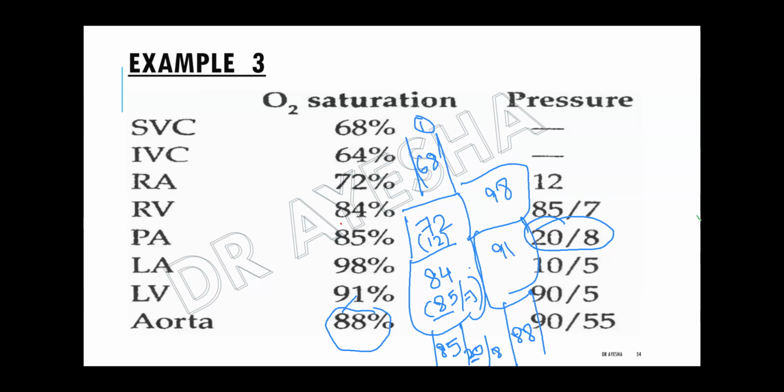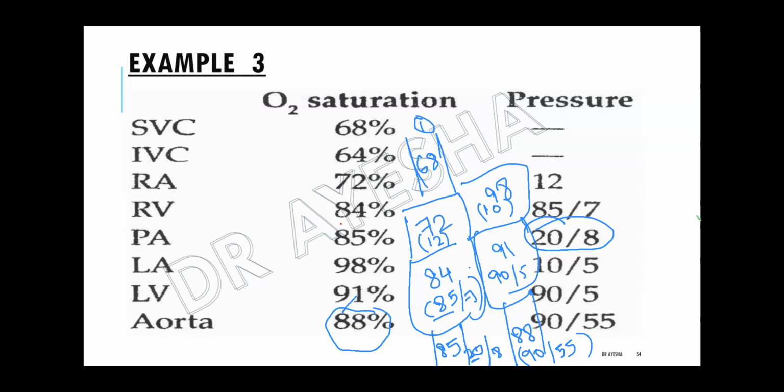So now back to the left side. In the left atrium, the pressure is slightly raised. Left ventricle, 90/5, there is no difference, so that is okay. That is okay. So now I'm using my red color.